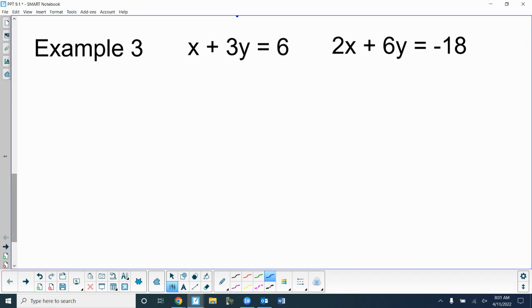What'd you do here? Okay. 6 plus 6y. So that's true or false? That's false, right. So if it's true, it's an infinite number of solutions; it's false. Okay.